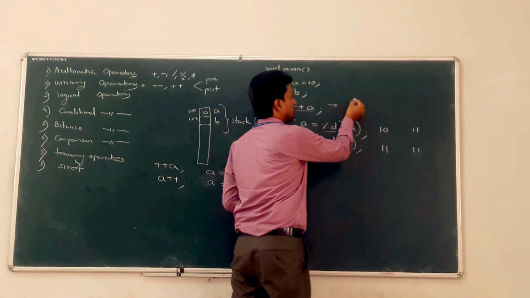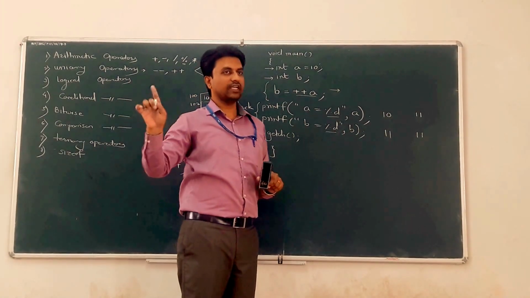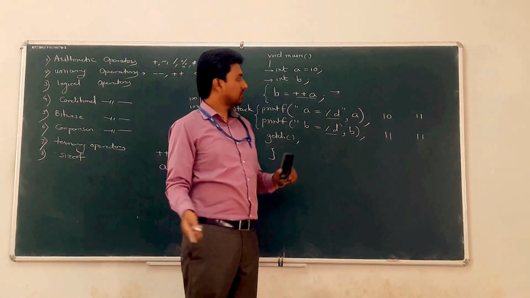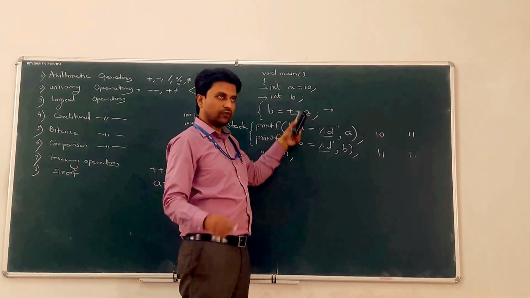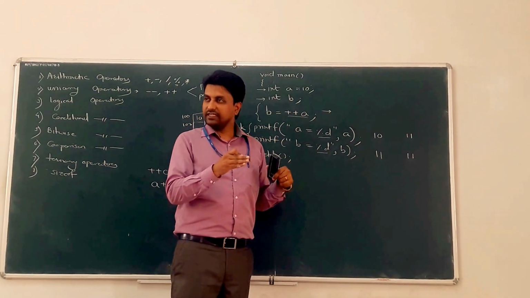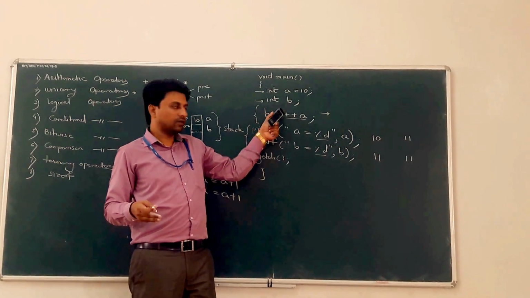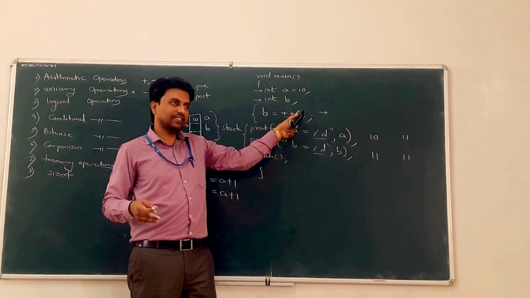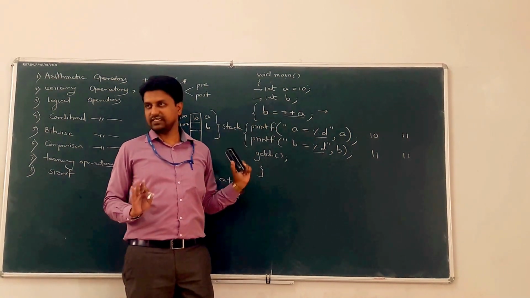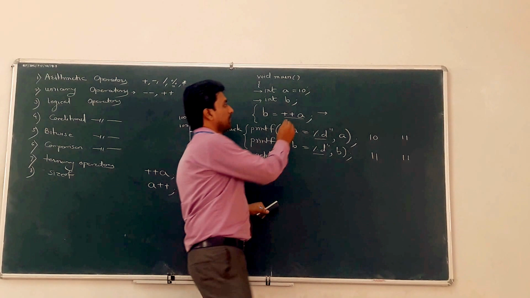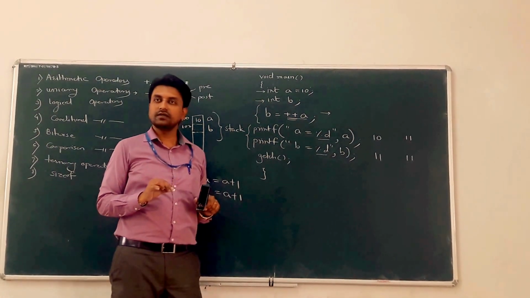So what is plus plus a? Its meaning is a is equal to a plus 1. Okay, and then assign the value to b: b is equal to a. Whatever may be the value of a is assigned to b. That is the assignment operator. Whatever is on the right hand side is assigned to the left hand side. Clear? So first, is it pre-increment or post-increment?